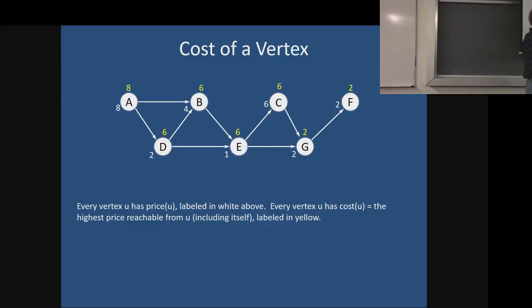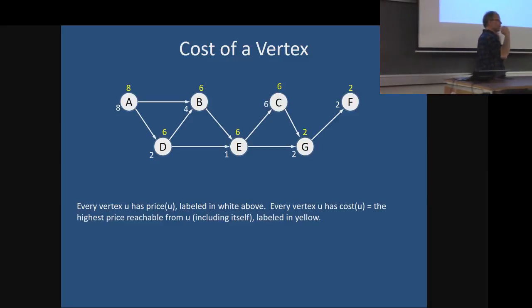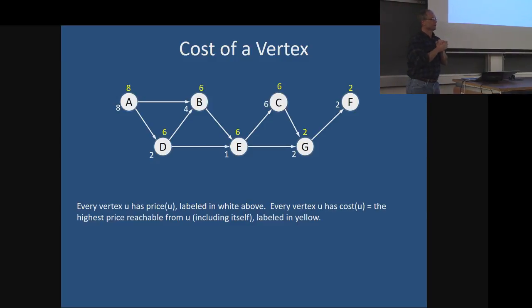Compare your current vertex's price to one of your child vertices, and see which one is higher. Okay, so you've got to use the words cost and price correctly. Prices are the white things; they don't change. Cost is what we're computing. So I think you're headed in the right direction. What do I have to do to compute? I don't want to do a search. How do I compute the cost of D without having to search everything reachable from D?